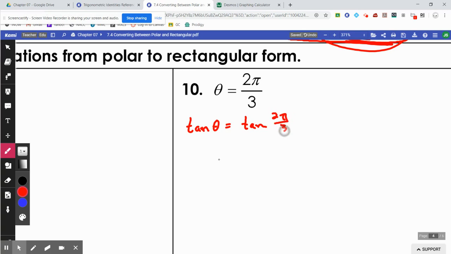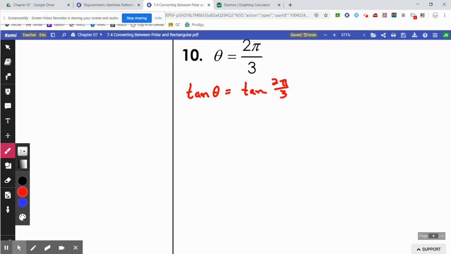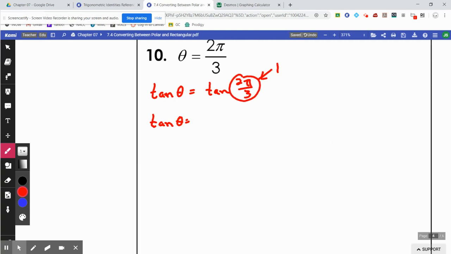What I just did was actually take the tangent of both sides, which is perfectly legal as long as you do it to both. So I now have the tangent of theta is equal to the tan of 2 pi over 3. Now 2 pi over 3, that's 180 divided by 3 times 2, that is 120 degrees. And you can actually work that out. The tan of 120 is going to be root 3, and we're nearly done.